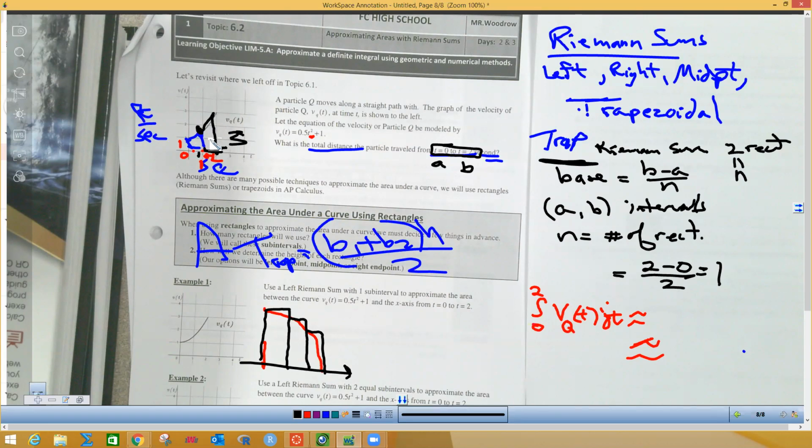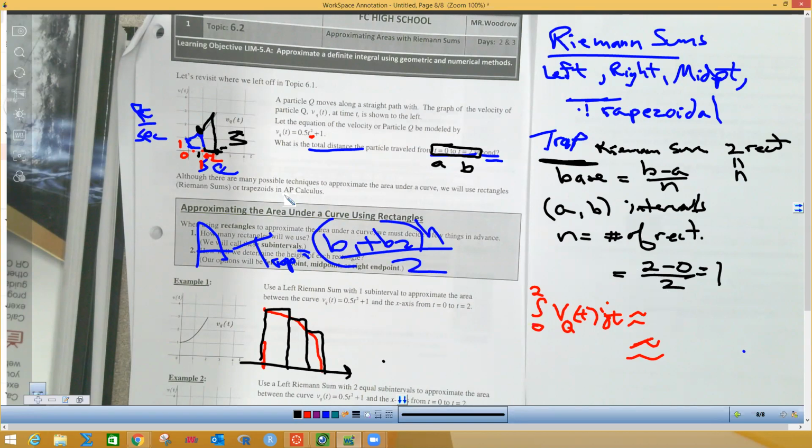So, would this be an over or underestimate? Let's see. We've got a curve going like this, right? And I got a point here and a point there. If I draw a straight line there, that would be over. Did you say over? Yeah, that'd be an overestimate. But it's closer, isn't it? Isn't that going to be closer than my other overestimate?